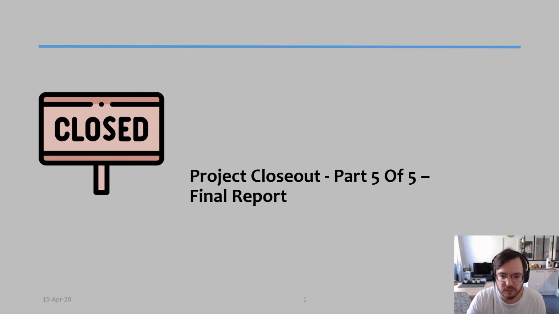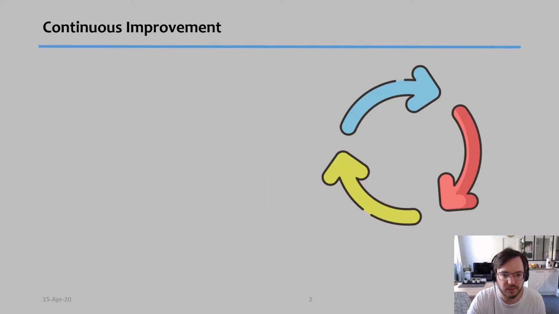Hello everyone, welcome to our last video of this mini-series about Project Closeout, and I'm going to talk about the final report. So the final report of the project, the objective of it is to help us improve, to create continuous improvement in the business.